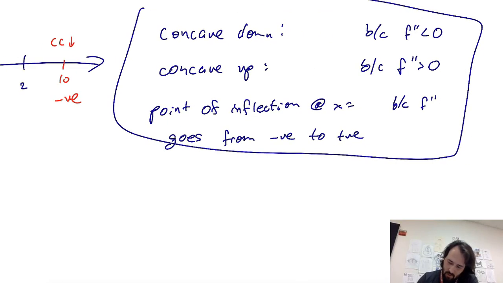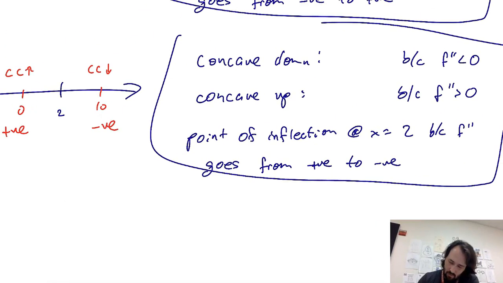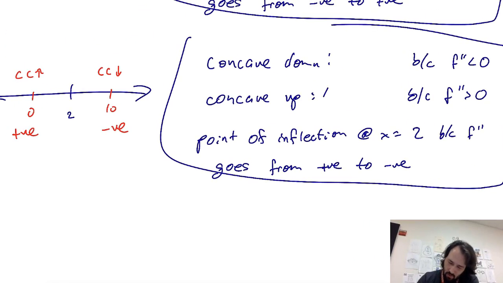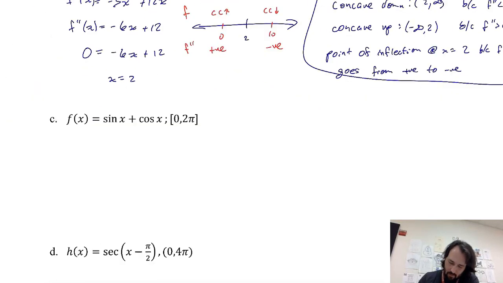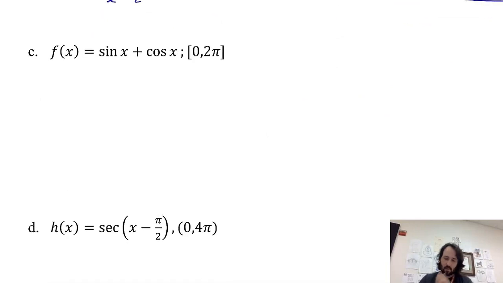This time I'm going from positive to negative though. From positive to negative at x equals 2, right? And I'm concave up from negative infinity to 2 and concave down from 2 to infinity. All right. Notice this time I'm only on the interval from 0 to 2 pi, so that'll be important.